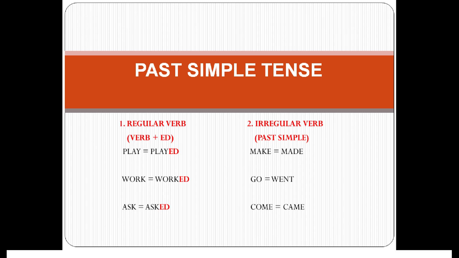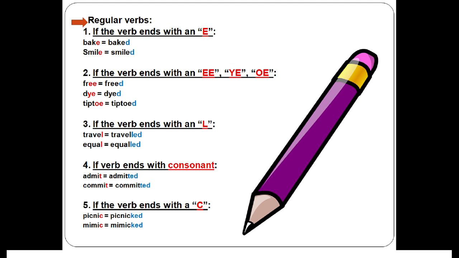Let's read some examples. For regular verbs: play, becomes played; work, becomes worked; ask, becomes asked. Let's read some examples for irregular verbs. Make, becomes made; go, becomes went; come, becomes came. One more thing. For most verbs, there is no need for changes. You just add ed on the end and you have the simple past form.